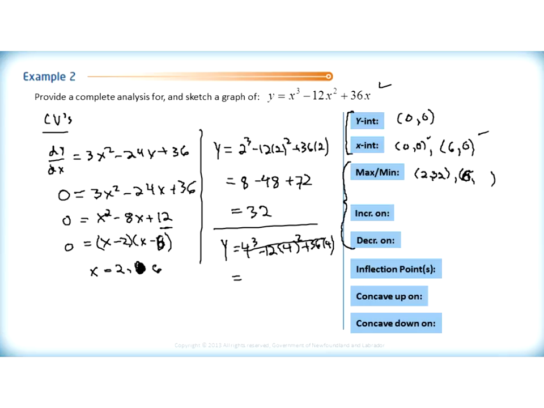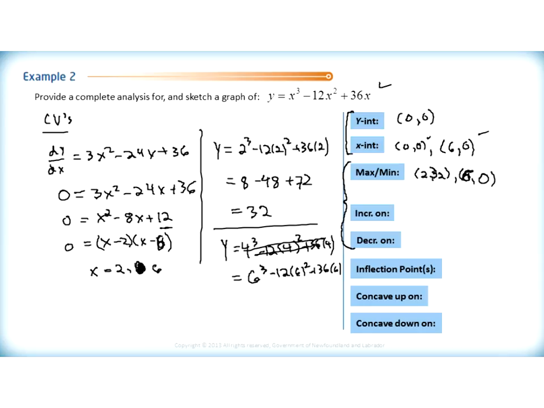All right, so we'll cross this out and just redo that part. So it'll be 6 cubed minus 12 times 6 squared plus 36 times 6. And there's absolutely no arithmetic to do because we already know that when x equals 6, y equals 0. So there's our other critical value. So we've got critical points at 2 and 32 and at 6 and 0.